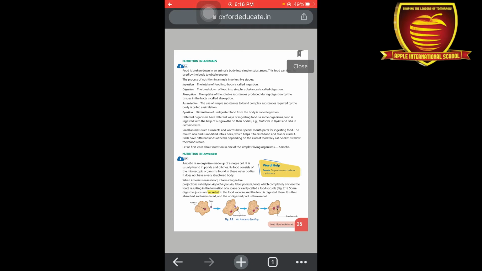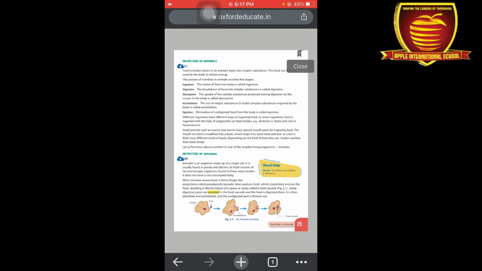Okay, micro means very small, which cannot be seen with naked eyes, so we have to use a microscope to see such bodies. It does not have a very structural body. When amoeba senses food, it forms a finger-like structure. Here you can see that in the first picture there is an amoeba having one nucleus, because this is a single celled organism.